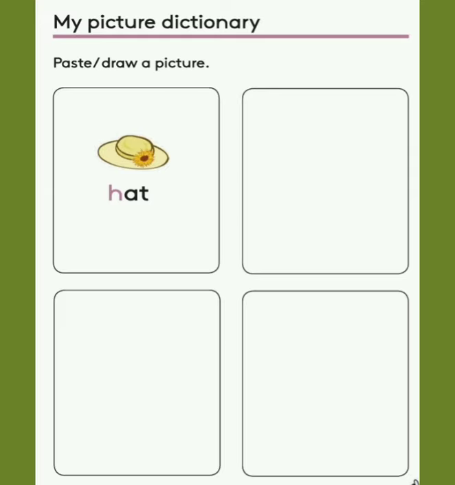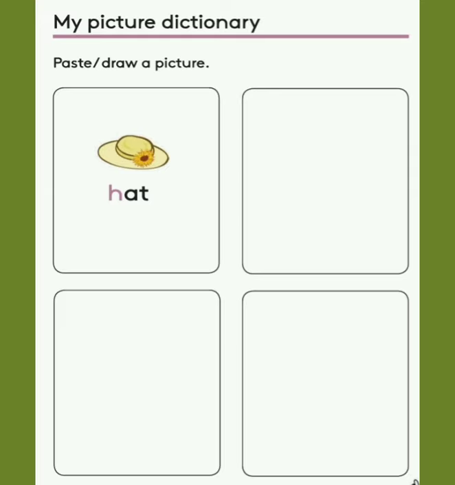The final exercise is from the picture dictionary. There are 4 boxes as usual. The first one is done for you. They have drawn a hat, a beautiful hat, and named it out as hat, H-A-T. They have named it as well.